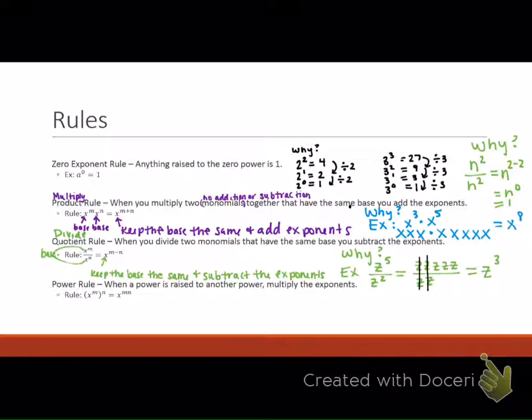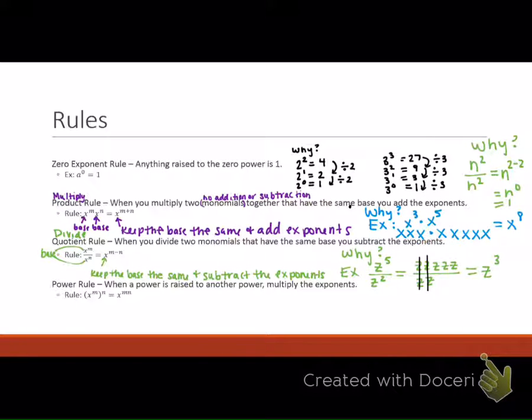Does that make sense that that's 1? Isn't the same thing over the same thing always 1? So that's another reason why anything to the 0 power is 1. So just giving you another look at why that's the case.